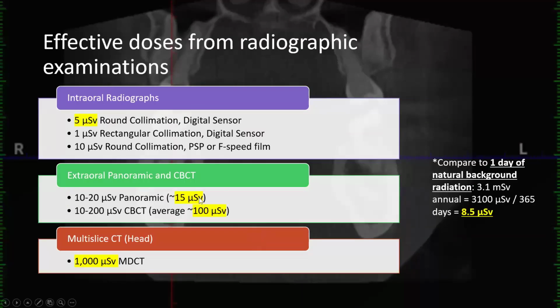All right, anything new here? This is one I told you to remember. Some are as low as 10 microsieverts or now even lower. 10 times higher on average for a multi-slice detector. 1 day of natural background radiation, remember that one?